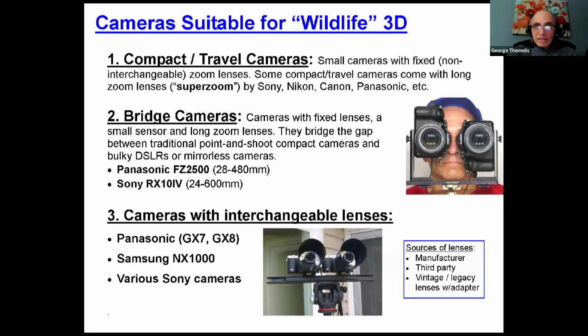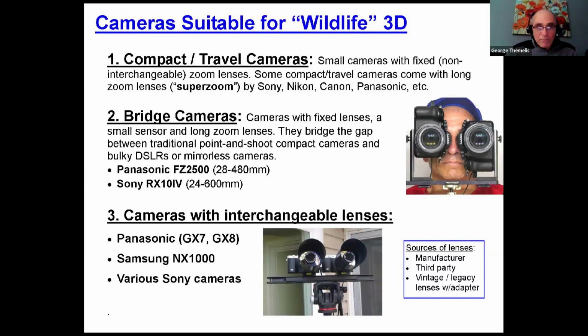The next step is the so-called bridge cameras, because they bridge the gap between the compact and the ones where you change the lens. Now, the bridge cameras also have fixed lenses, long zoom, and they're bigger in size. And I successfully used two of those, the Panasonic FZ2500, and I think the best bridge camera is the Sony RX10 IV. The zoom is from 24 to 600 millimeters, which is extremely long, and I've taken some very nice pictures with this setup. But eventually I sold them and I went to number three.